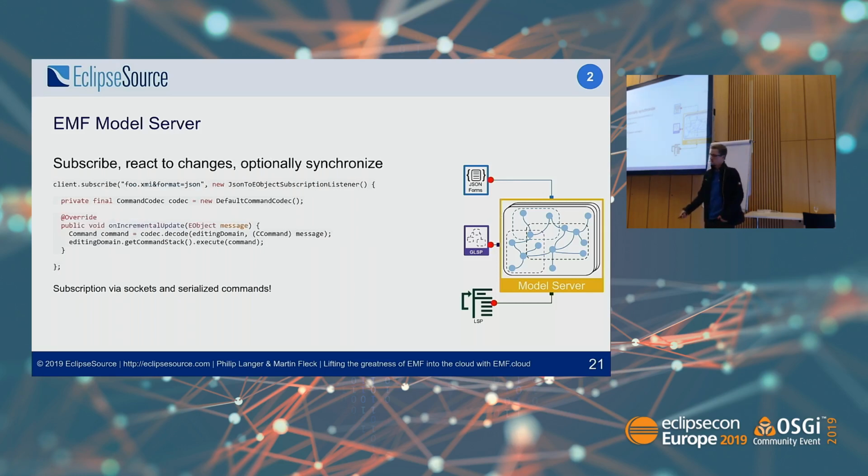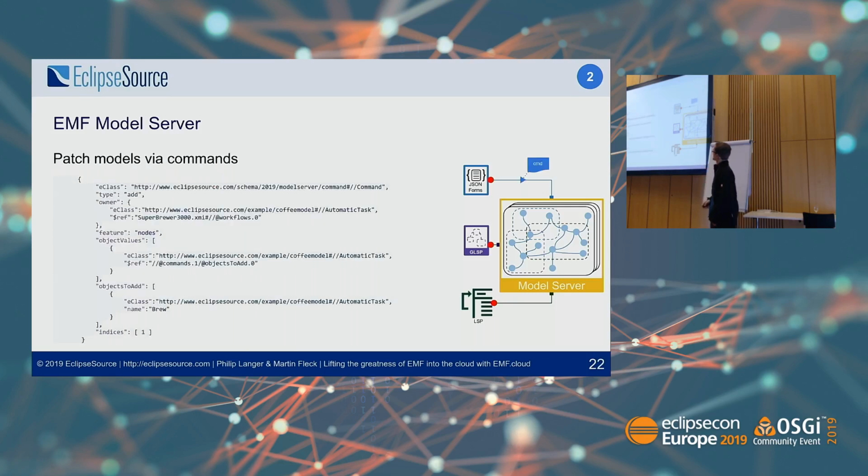So next, if you are interested in getting notifications about changes, then you can subscribe and react to those changes, and optionally even synchronize your own state. So these parts can then synchronize their own states of the model that they're interested in. Therefore, you have this subscribe method where you can provide a listener, and whenever there is an update, you will get a message that tells you which command has been executed. There is one default implementation for how these commands are serialized, sort of like a codec, which is JSON-based, but you can also implement your own if you like. So how does it look?